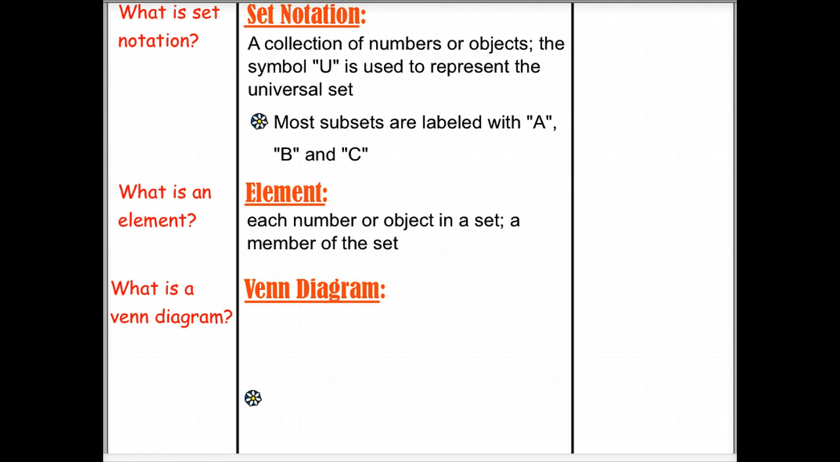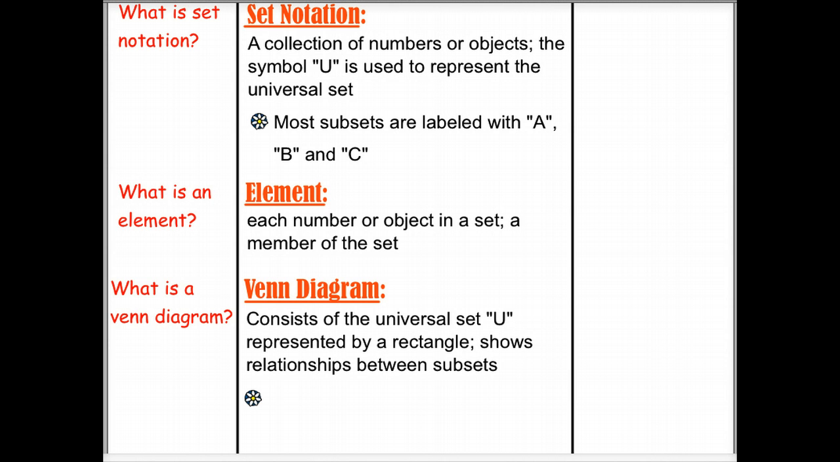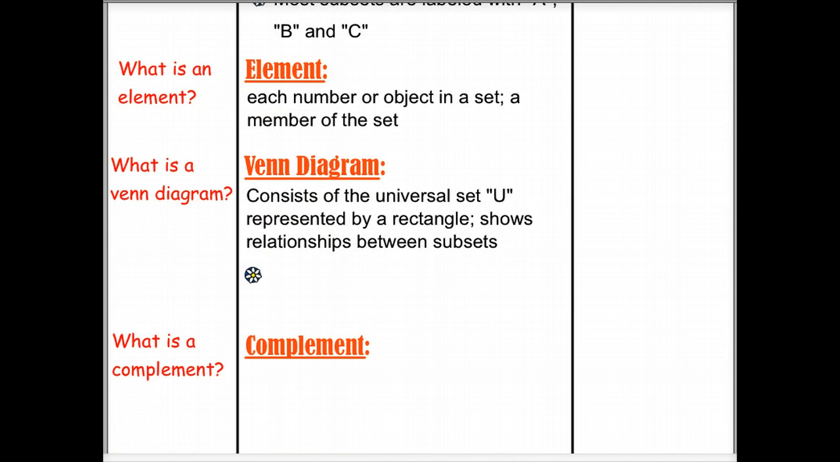Now, a Venn diagram is going to be that universal set U represented by a rectangle that shows relationships between your subsets. And sets within the universal set are represented by circles.